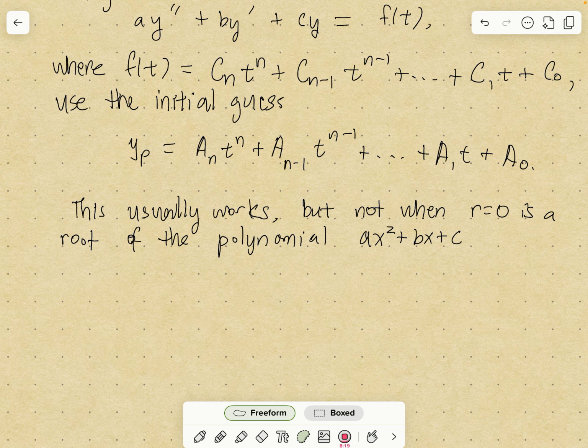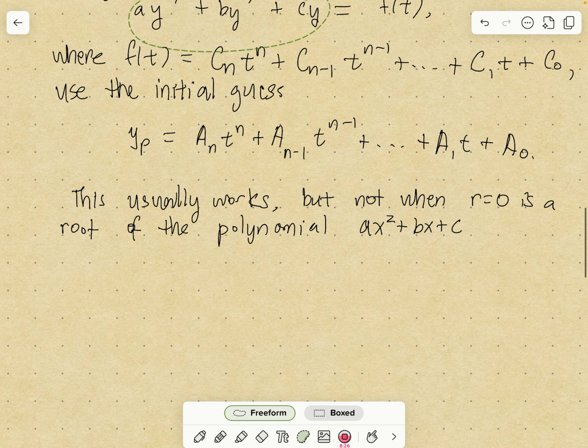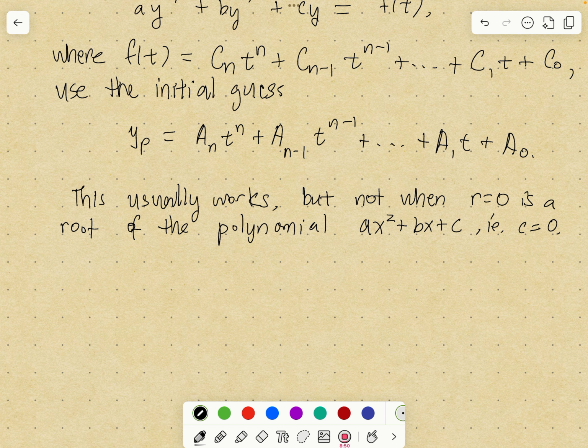So that means your coefficients here, your a, b, and c, if you form this polynomial ax squared plus bx plus c, which we've done for the homogeneous equation, right? When r equals 0 is a root of this polynomial, you have to make some modifications to your initial yp. So we'll take a look at that. When r equals 0 is a solution, that means that c is 0, right? So, i.e., c is 0. Okay, let's see what happens.